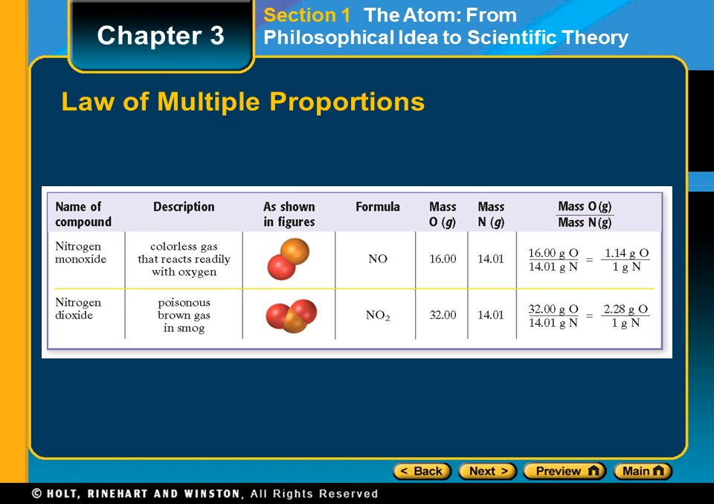And nitrogen dioxide is a poisonous brown gas in smog. Notice it's nitrogen dioxide, so now there are 2 oxygens. Okay, so now your formula and your mass of oxygen is doubled, along with your mass of nitrogen, and we do the proportion, and we get 2.28 over 1.